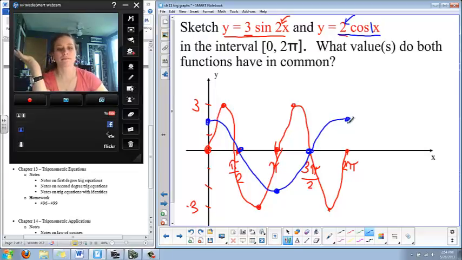Not too bad. I like it. Okay. What values do both functions have in common? It's pretty much asking you, where do these values cross over each other?